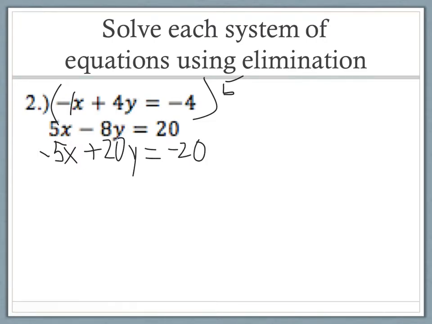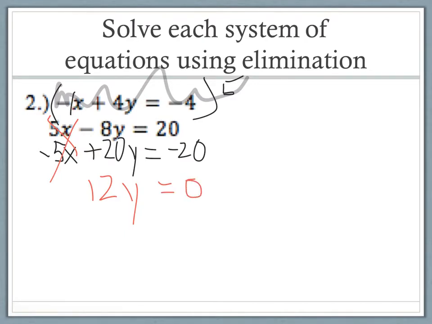Now I notice that I'm not going to use this top equation anymore. You can almost get rid of that one for now. But I'm going to go ahead and now add vertically. Since I have 5x and negative 5x, those are going to end up canceling, or eliminating. Then I have negative 8 plus 20, so that's going to give me a positive 12y equals 20 plus negative 20 is 0.